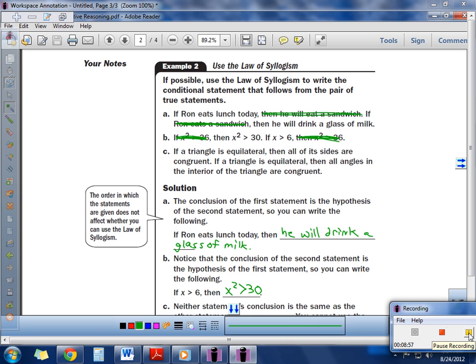Now you've got to read Part C carefully. If a triangle is equilateral, then all of its sides are congruent. If a triangle is equilateral, then all the angles in the interior of the triangle are congruent. Does it have repeated parts? Where are the repeated parts? If the triangle is equilateral. So let's mark them out. What is the leftover?